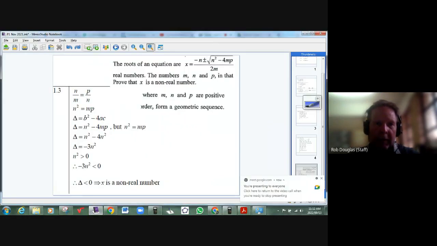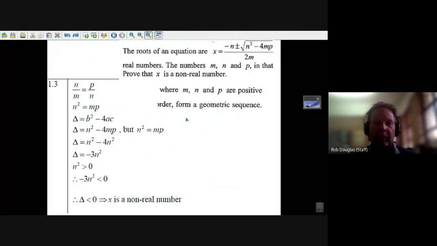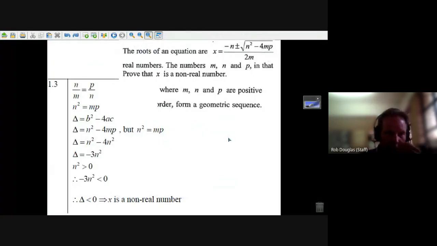Okay, we're going to look at this question 1.3 of the November 21 national exam. And here we are. They give us this whole story that the roots of an equation are this. They give us the quadratic formula and they tell us the numbers m, n, and p in that order form a geometric sequence. And m, n, and p are positive numbers.